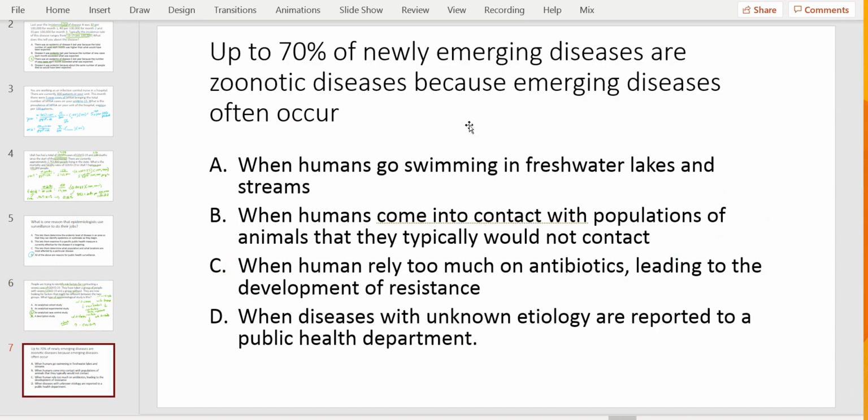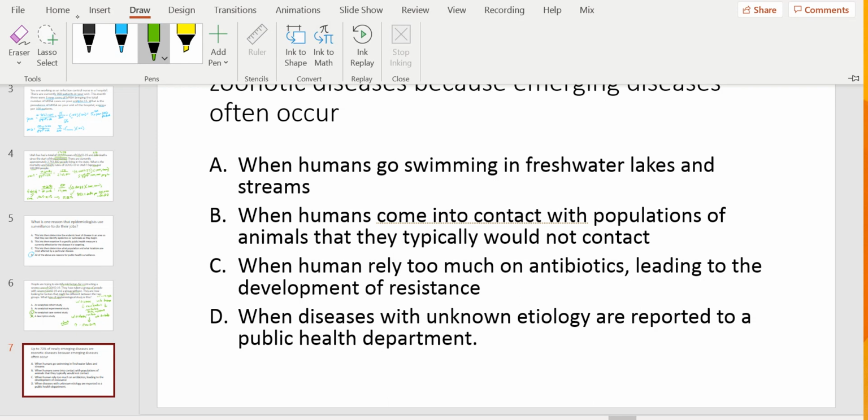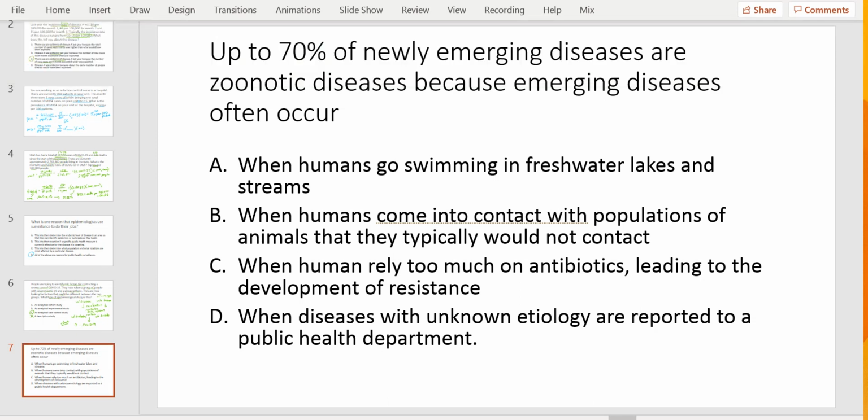Okay, and then the last question, wanting to know: up to 70% of newly emerging diseases are zoonotic, because emerging diseases often occur A, when humans go swimming in freshwater lakes, B, when humans come into contact with populations of animals that they typically would not, C, when humans rely too much on antibiotics leading to development of resistance, or D, when diseases with unknown etiology are reported to the public health department.